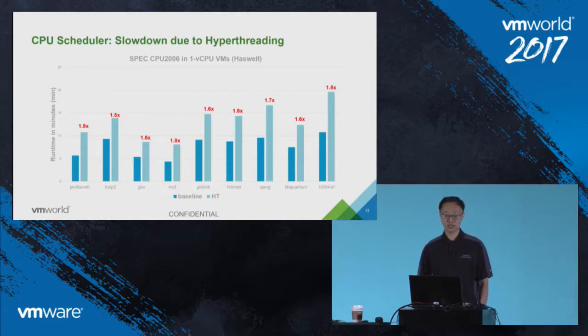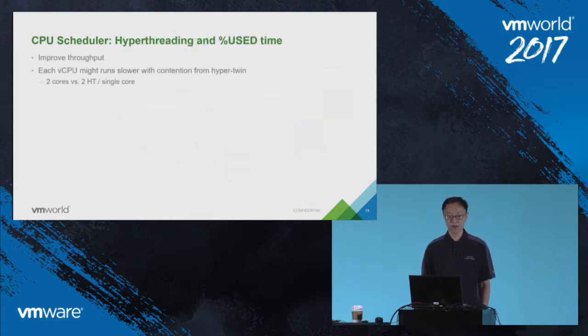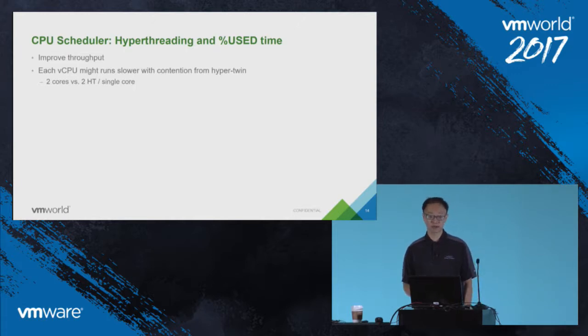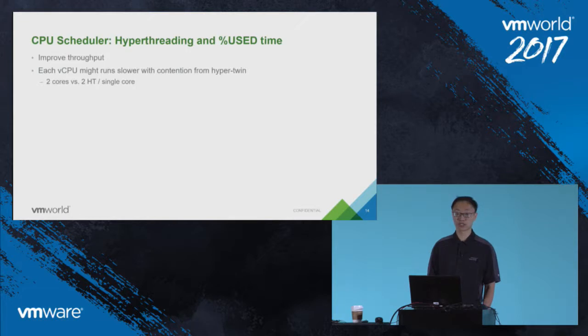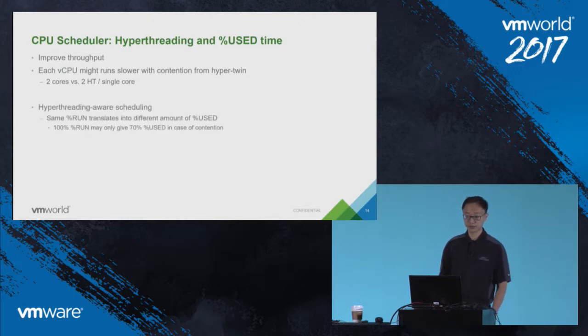So what does this mean? How can I make sense of this? Hyperthread improves throughput, as we saw before. But at the same time, each vCPU, each thread, or each world might run slower with contention when your hyper-twin, the one next to it, is busy. The easy way to think about this, that I use, is to think about a case where you have 2 cores versus 1 core with 2 hyperthreads. Of course, the 2-core case will be more powerful, right? So that would be the difference.